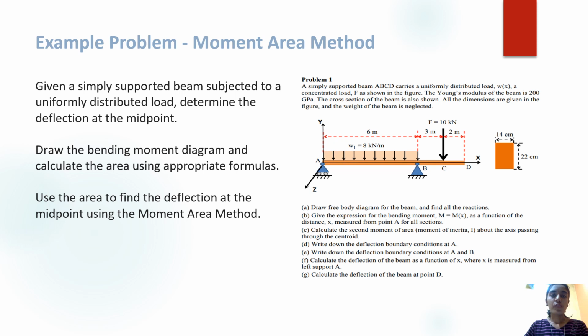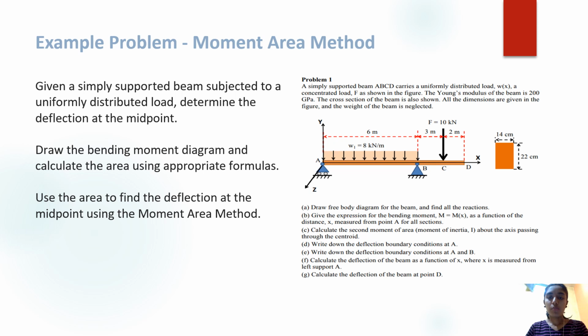Example problem for the moment area method. Here the problem is given: a simply supported beam ABCD carries a uniformly distributed load W and a concentrated load, as shown in the figure. The Young's modulus of the beam is 200 GPa. The cross-section of the beam is also shown. All the dimensions are given in the figure and the weight of the beam is neglected. Here we have to find the following.